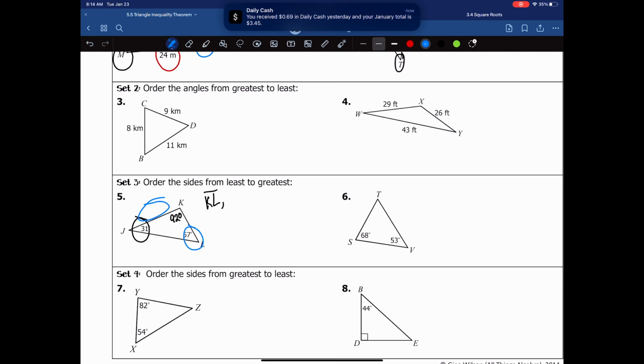I received 69 cents in daily cash yesterday. And my January total was $3.45.